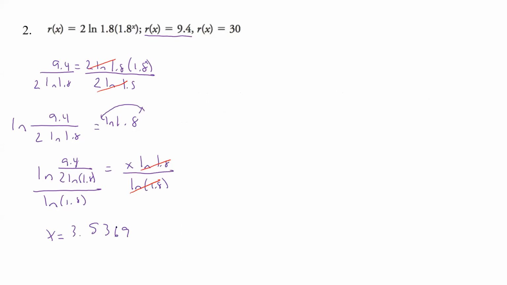3.5369, and if we do it to just 3 decimal places, x is approximately 3.537. Okay, and we get one solution. That's all we get. And so because of that, I know if I want to solve this for 30, I would say 30 equals 2, and then I'd have ln 1.8, and if I put all that in parentheses, then I have 1.8 to the x.